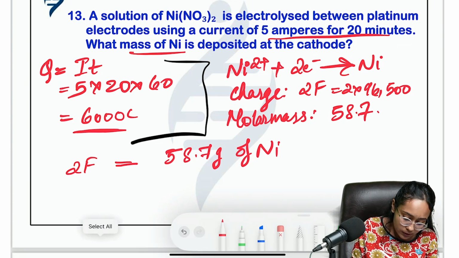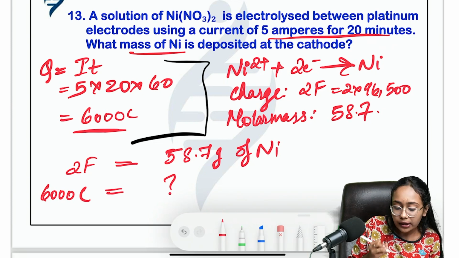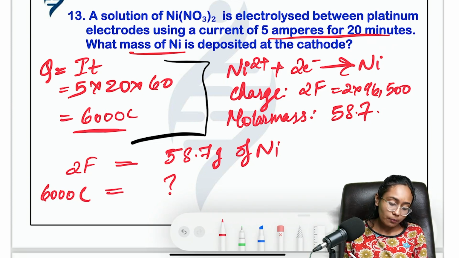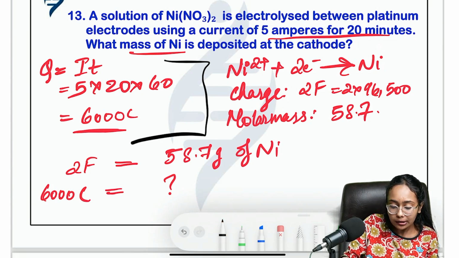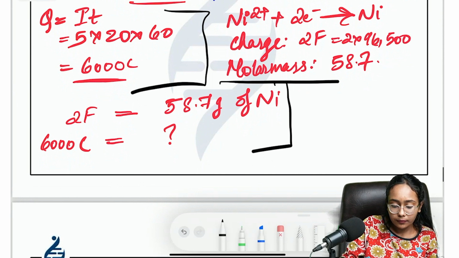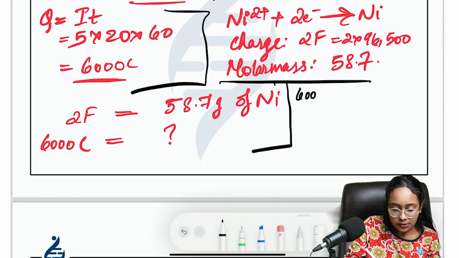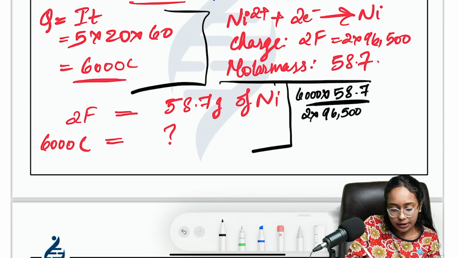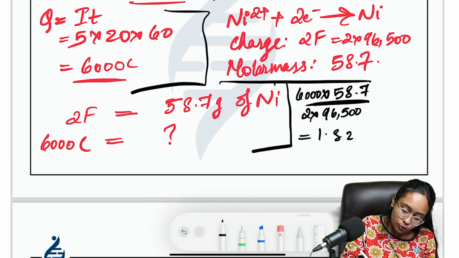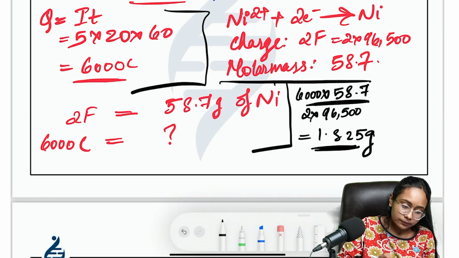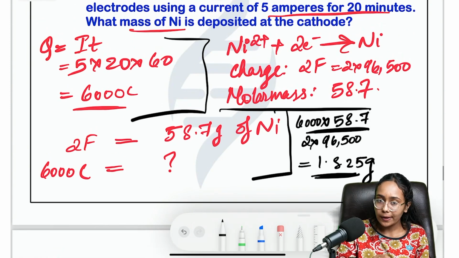But here, 6,000 coulombs of charge is there. We need to find out what is the value of mass of nickel being deposited at the electrode or the cathode. The calculation to be done is 6,000 into 58.7 divided by 2 into 96500. The mass of nickel deposited is actually 1.825 grams. This is the final answer for this question.